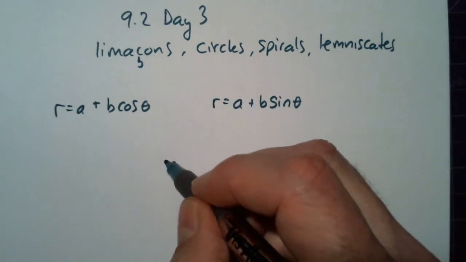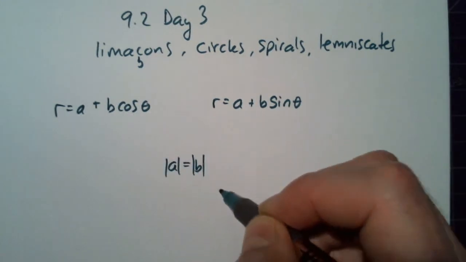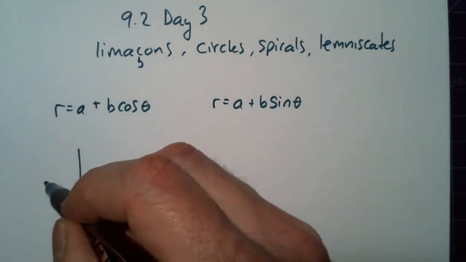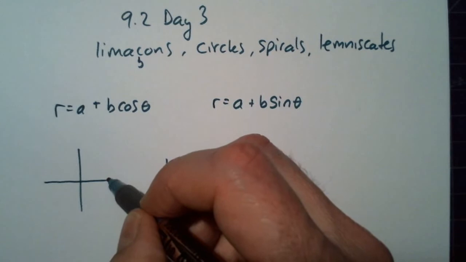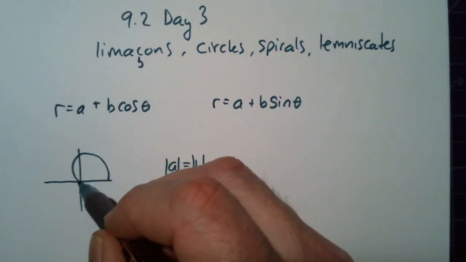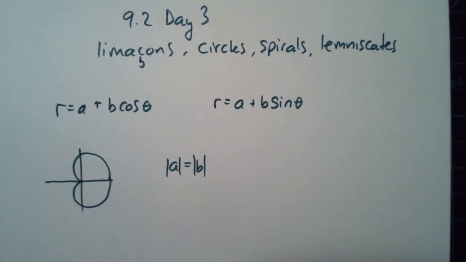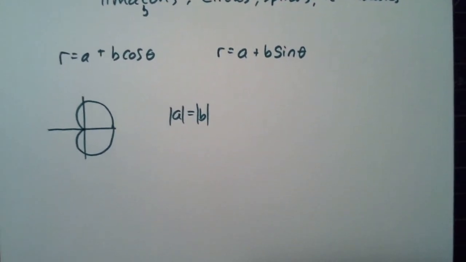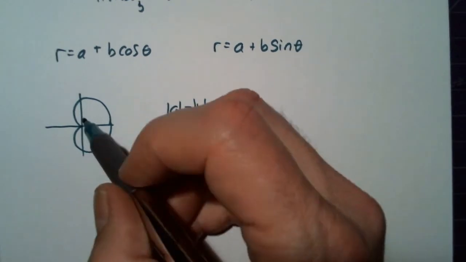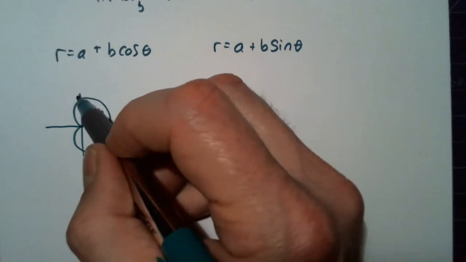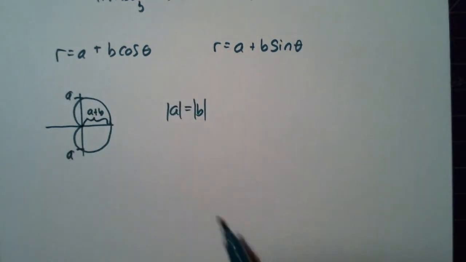Now, if we have absolute value of A equals absolute value of B, it doesn't matter if they're negative or not, then we would get a graph like this. It's going to go back to the pole and out like that. And that's a limacon. This is A plus B, this is A, and that is A, or absolute value of A. We don't care about this sign. All right.